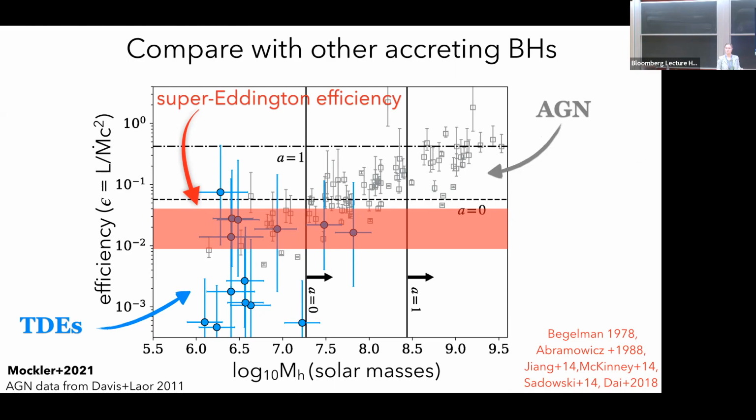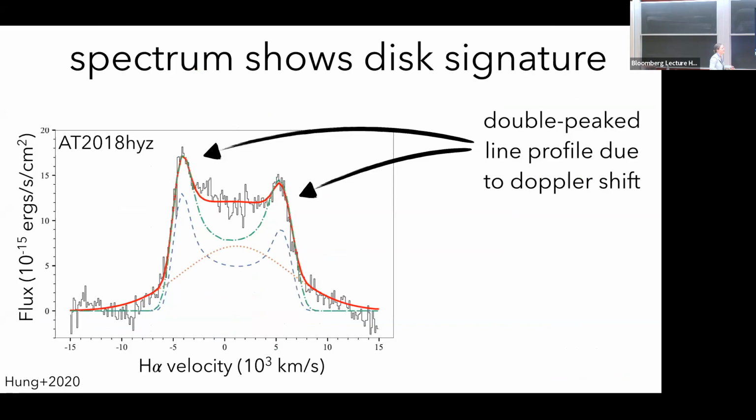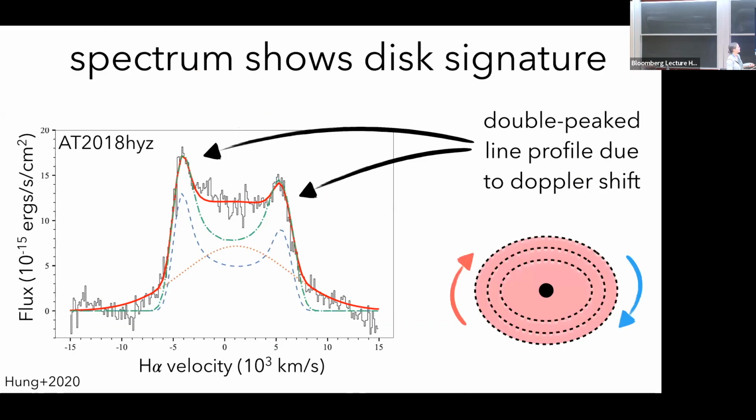Oh, and one other thing to note, this is kind of an aside, but this recent paper by Hung in 2020 actually has this really nice result where they see a disk signature in the spectra. And so you can see the double peak line profile. One thing to note is generally, if it was a circular disk, you'd expect the blue shift to be higher, but this is actually really well modeled with an eccentric disk, so you can get the red shift to be higher.